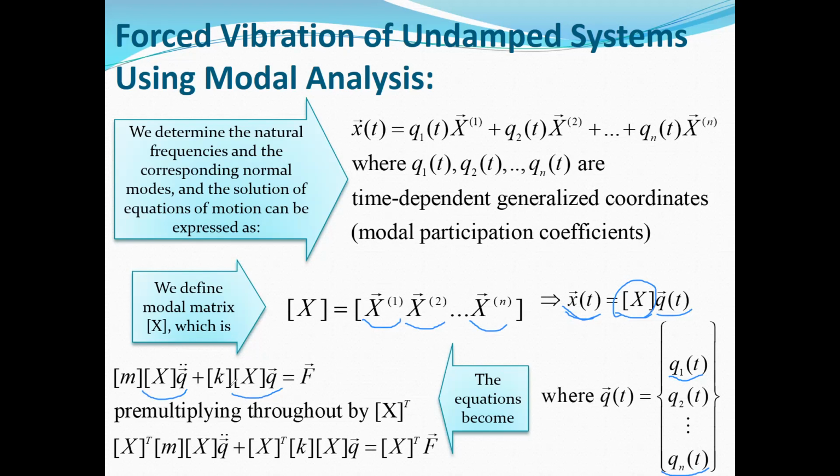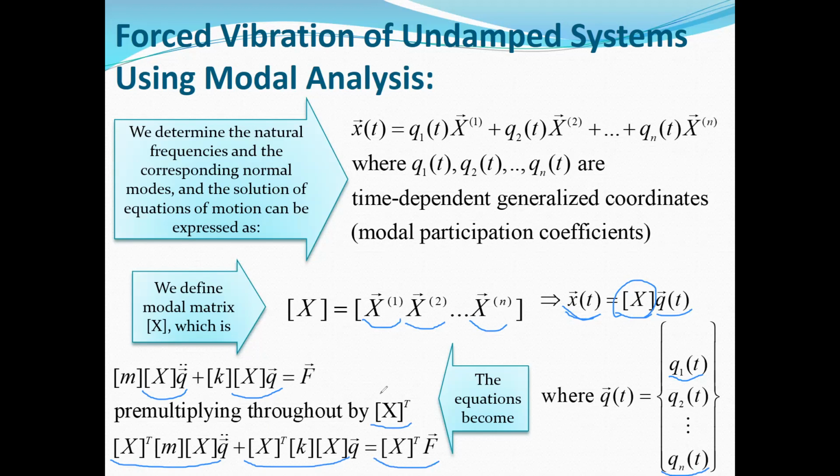Now we can pre-multiply through by X transpose, which is the transpose of the modal matrix. If you pre-multiply the main equation, we will have the term X transpose multiplied by M multiplied by X, and X transpose multiplied by K multiplied by X, and for the non-homogeneous term, instead of F, we will have X transpose multiplied by F.